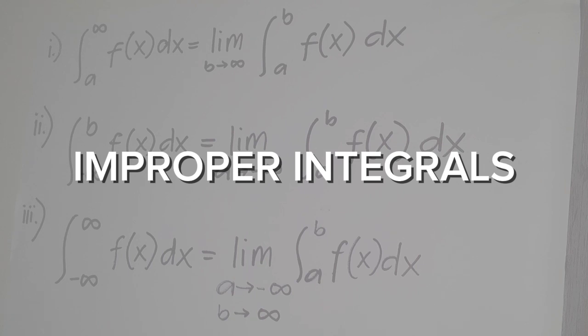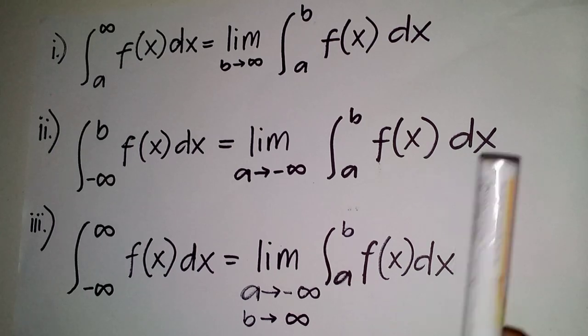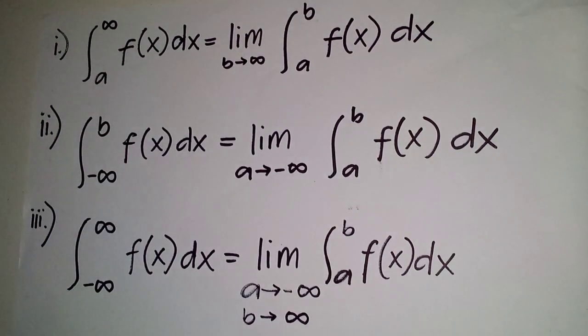So what are improper integrals? Improper integrals are definite integrals with limits of integration as negative infinity on the lower limit or positive infinity on the upper limit, or both. We will solve some examples on how to evaluate improper integrals. As you can see, we have 3 formulas here. These formulas will be used in evaluating improper integrals.